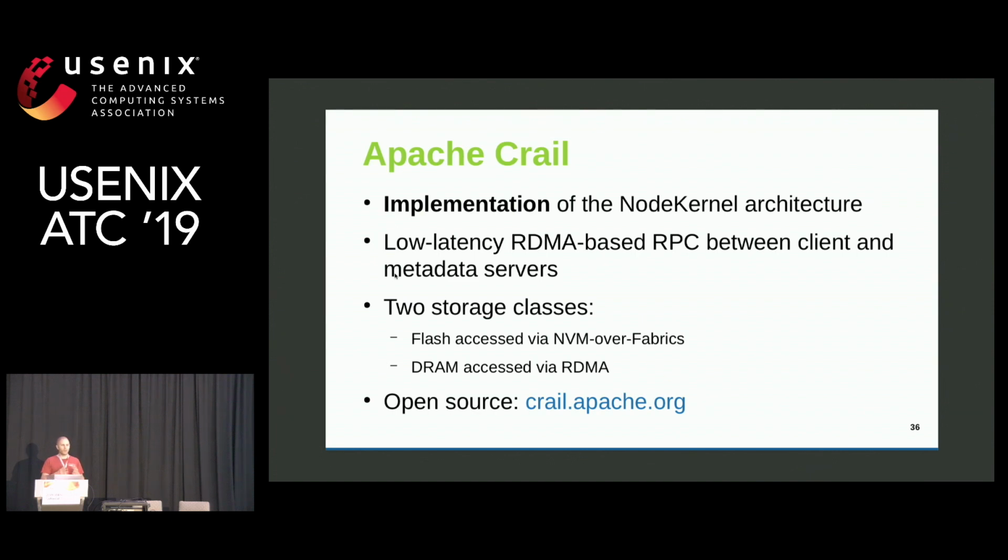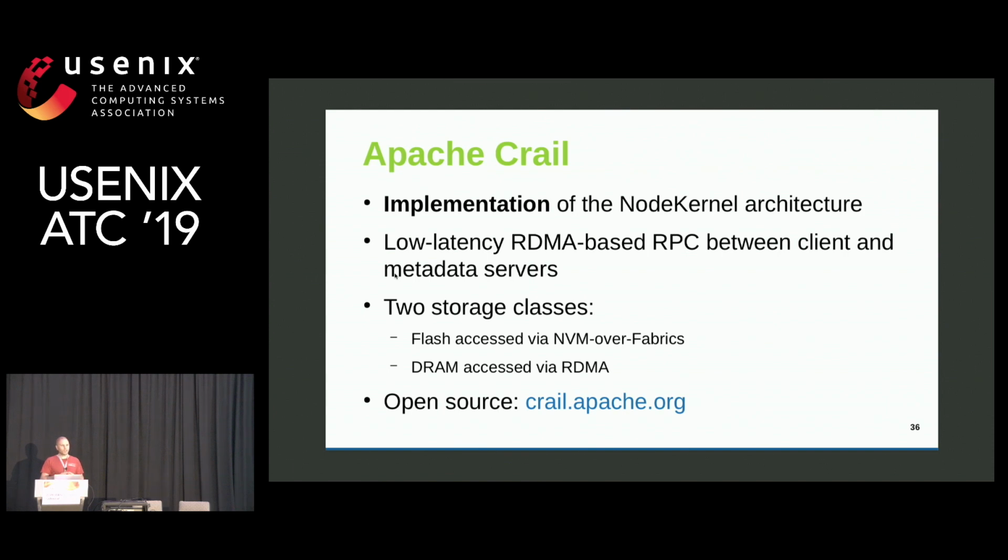It's using low latency RDMA-based RPC to minimize the overhead of those metadata operations. Crail comes with two storage classes, one exporting flash that is accessed over NVMe over fabrics. There's not going to be enough time to talk about NVMe over fabrics here, but think of it as a really fast way to access remote flash over RDMA.